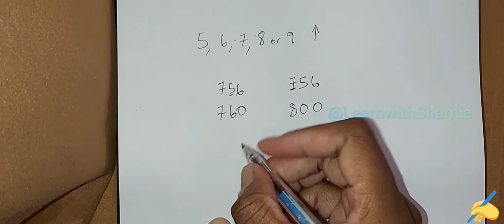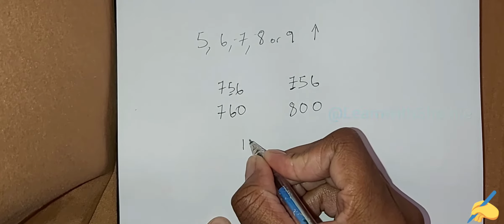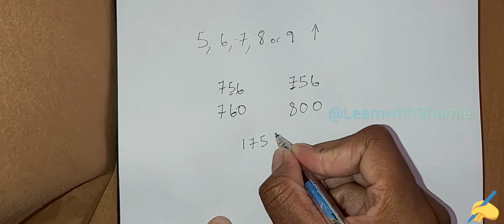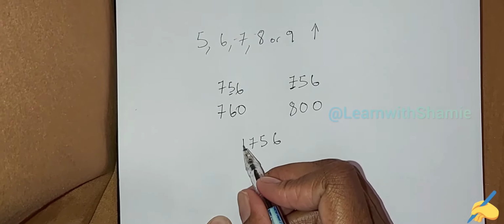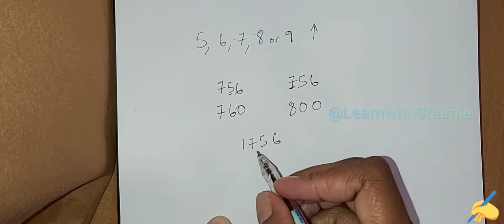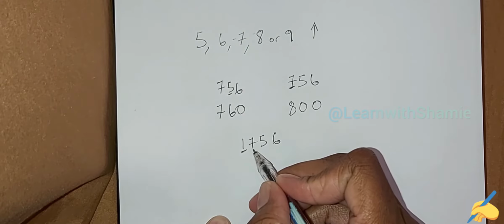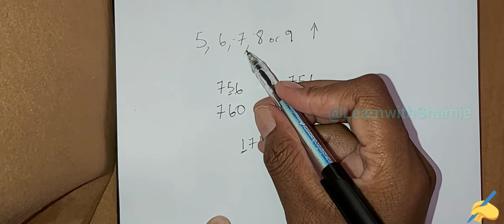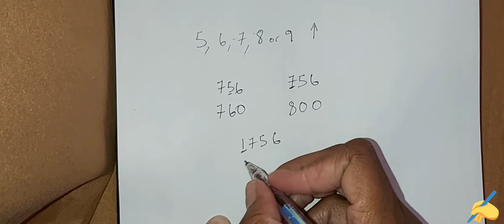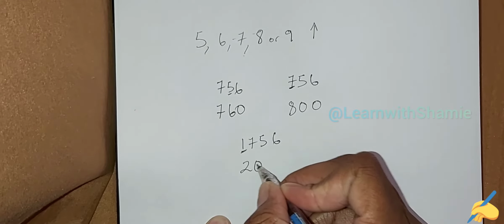If we should say we're going to round off 1756 to the nearest thousand, the number following the 1 is 7. So we would round the number up. So the new figure would be 2000.